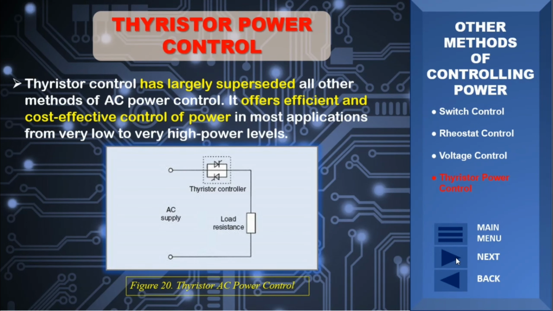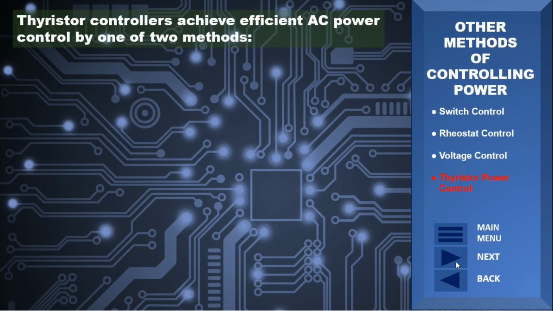Thyristors are a family of electronic devices designed specifically to provide power control functions. They are in effect controlled switches. Thyristors are turned on by a pulse of gate current, the gate being the control lead on the device. Once turned on, these devices offer very little resistance and hence dissipate very little power, resulting in high efficiencies. Thyristor controllers achieve efficient AC power control by one of two methods.